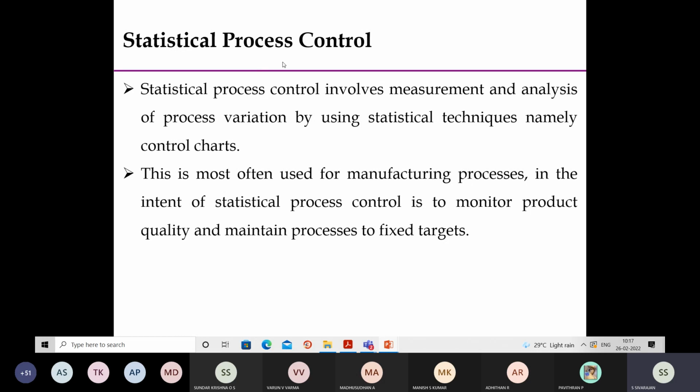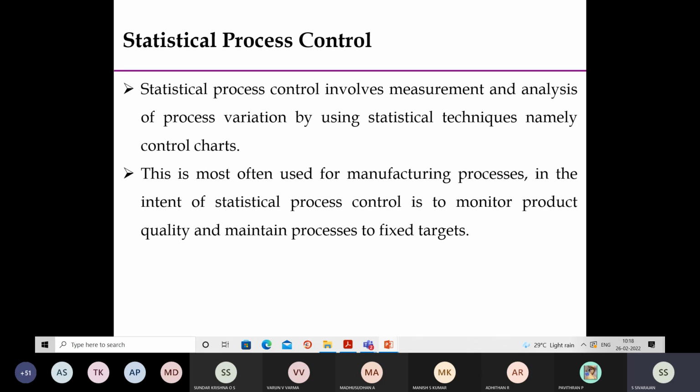So what is it? Statistical process control. It involves measurement and analysis of the process variation. On Monday, I'm going to give an example. We are going to measure everything. Even in the textbook, there's one example: thickness, for example, paint thickness.